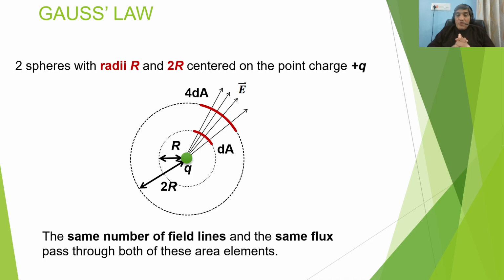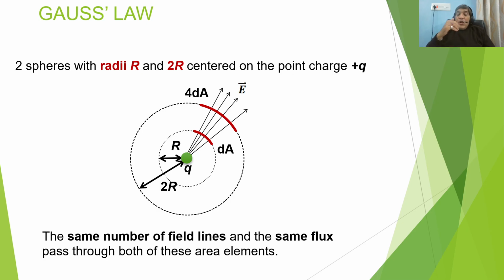So here we have two surfaces, but the charge enclosed by the surface of radius r is q, and again the charge enclosed by the surface of radius 2r is again q. So electric flux is the same for the radius r sphere and the radius 2r sphere.